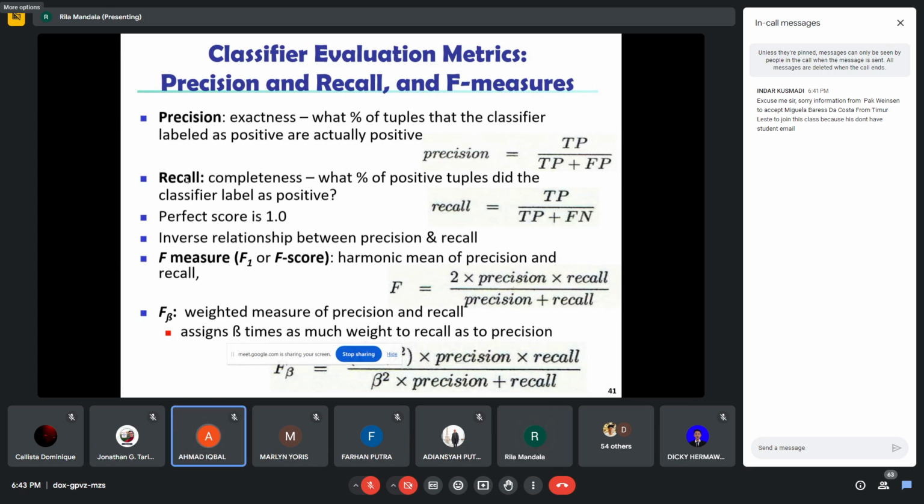So that's why the F measure appears. What is the F measure? The F measure is a performance evaluation metric that combines precision and recall. We try to balance between precision and recall. Here's the formula: 2 multiplied by precision multiplied by recall, divided by precision plus recall. So it tries to combine precision and recall.